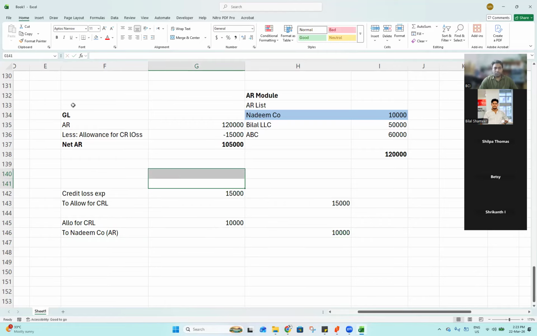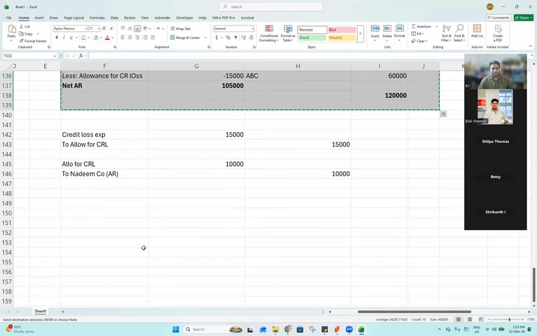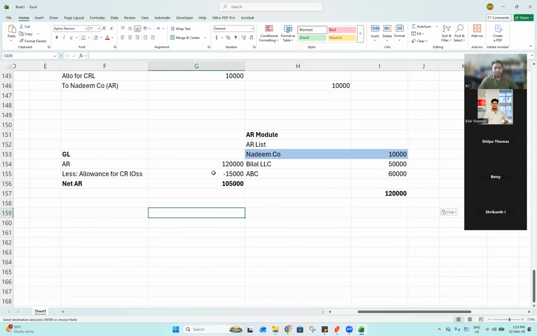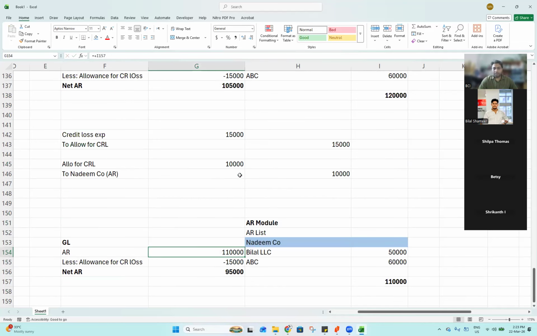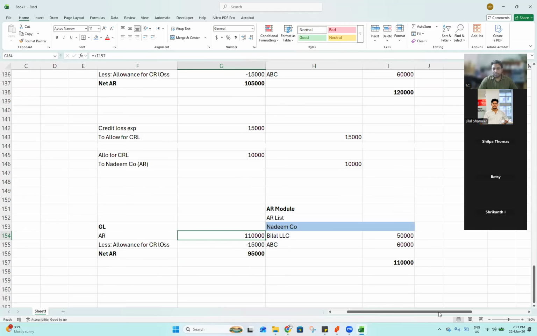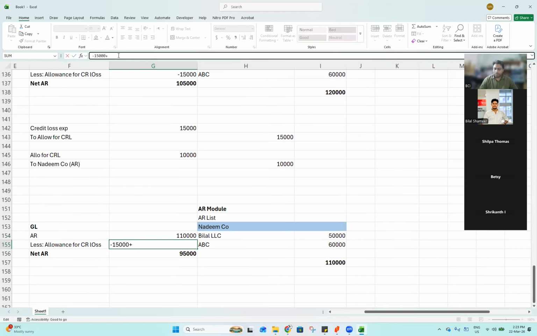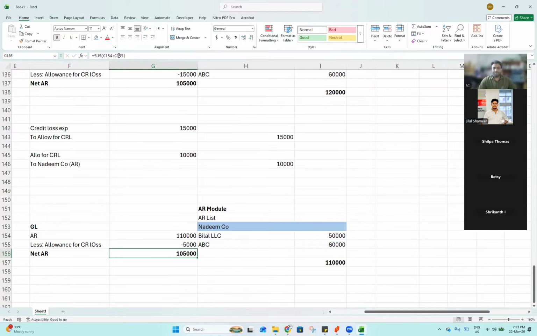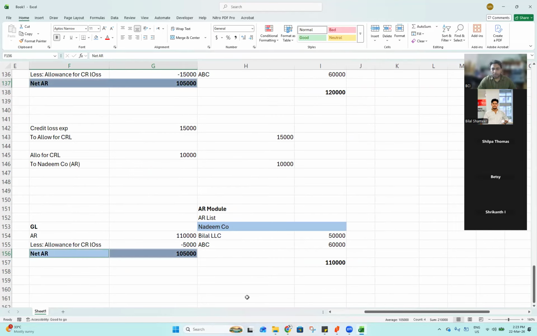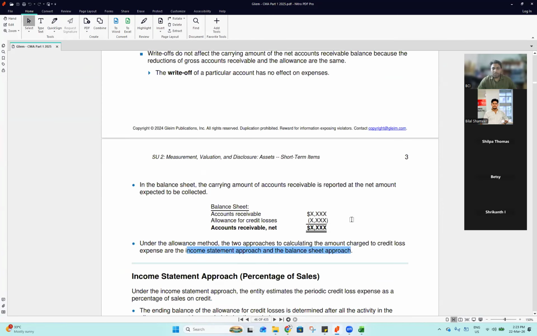So what happens in your books? After this journal entry, you will have Nadeem being removed, so AR becomes 110. Also from the allowance, you are removing 10,000. So what happens to your net AR? Net AR is the same even after this particular journal entry. Got it?